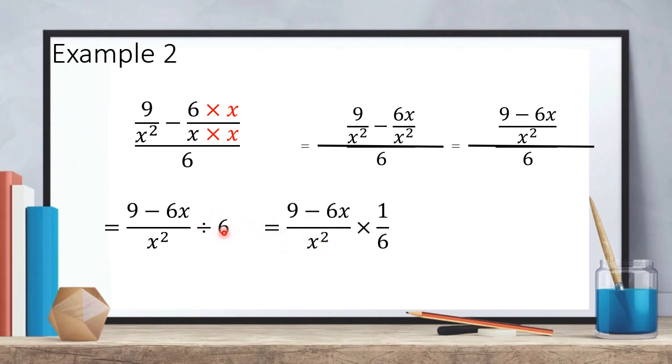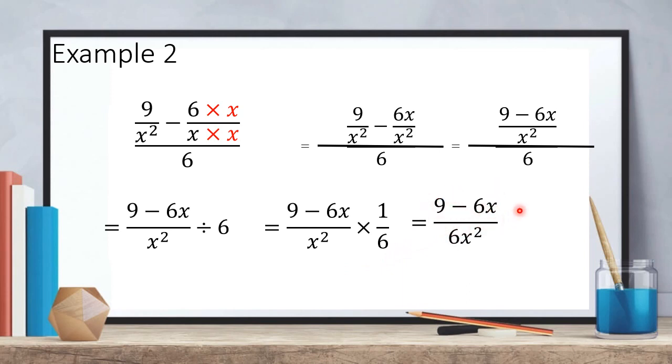So the inverse of 6 is 1 over 6, and now I multiply. Now, question: can I cross 6 with 6 like this? Can I? Of course not. Why? Because I have a minus between them. But if I had multiplication, yes. But because of this minus, I cannot simplify just like that.